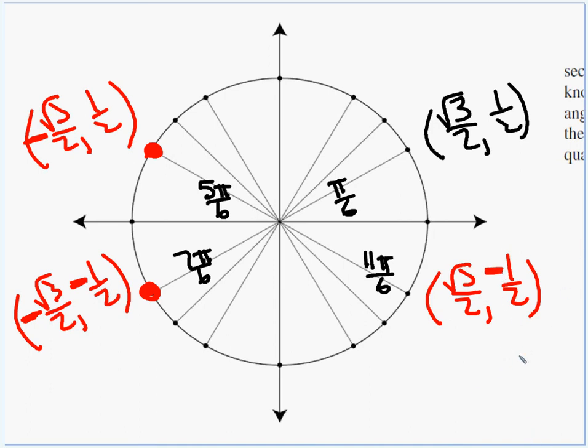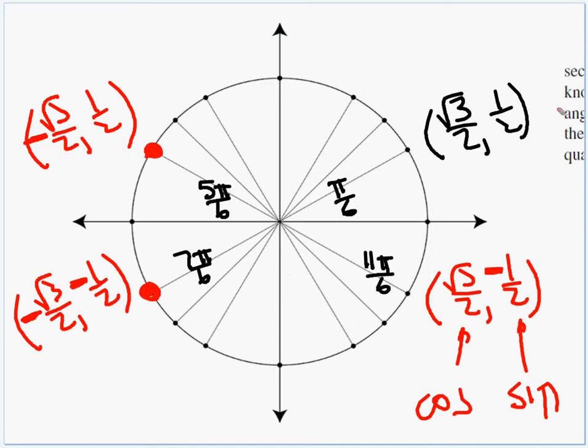So again, don't forget, these are sine values in the y-coordinate, and these are cos values in the x-coordinate. So now we've got the sine and the cos for all the pi sixths: 1/6, 5/6, 7/6, and 11/6 pi. Okay, so there's a piece of our circle.